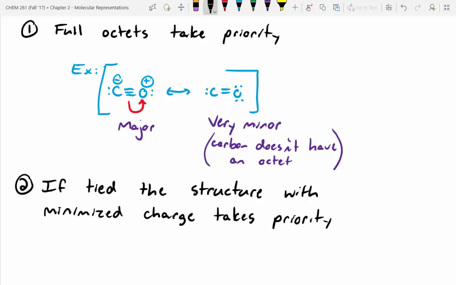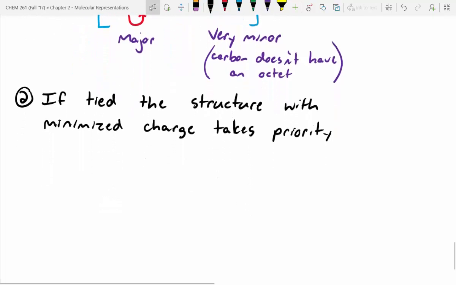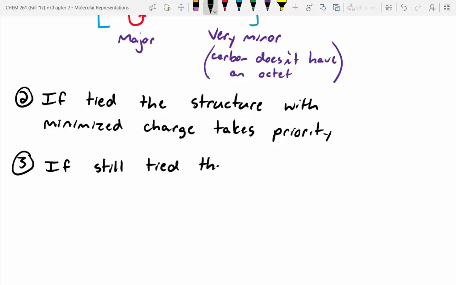That's a pretty simple one. Molecules want to be uncharged if at all possible. So those would be the major contributor after that. All right, if still tied, then look at electronegativity.